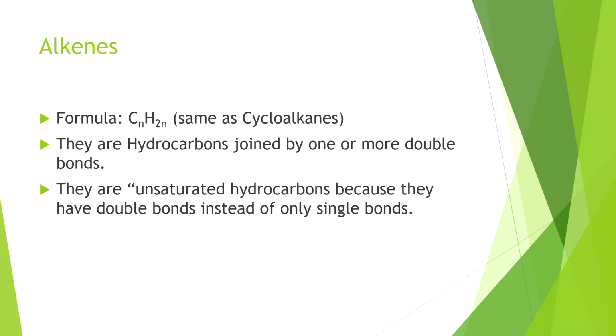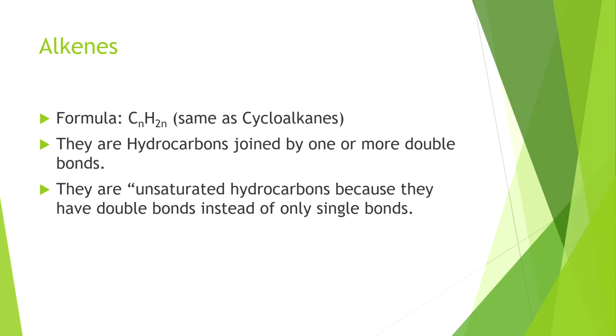So what are alkenes? Well, alkenes have the formula of CnH2n. That means that for every carbon there are two hydrogens. And that, if you recall, is the same as the formula of cycloalkanes. But what exactly are they?